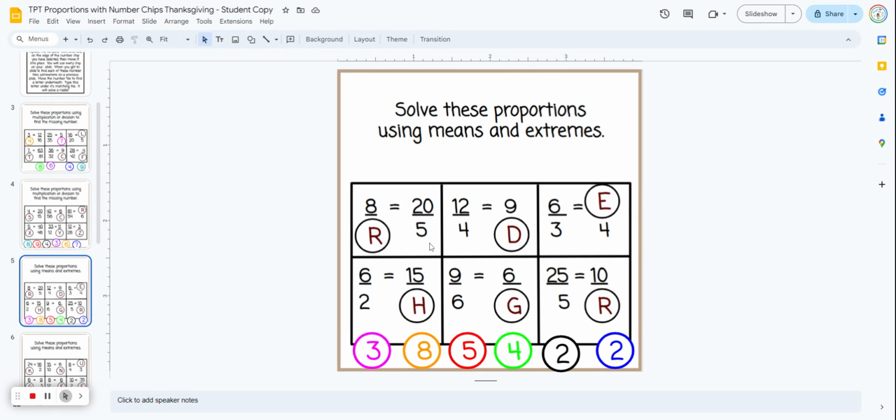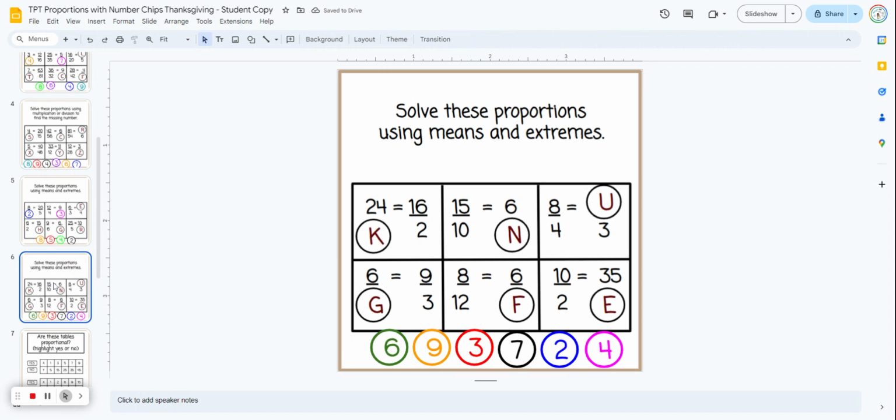Now these we can't scale up or scale down when we get to slide 5. They're going to have to use means and extremes. And one way you could explain this to the students is the numbers that are diagonal across from each other are going to have the same products. So 8 times 5 is 40, 20 times 2 is also going to be 40. 9 times 4 is 36, so 12 times 3 will be 36. So that's one way to solve that. And they're going to use every number chip. They're going to do the same thing on the next slide.